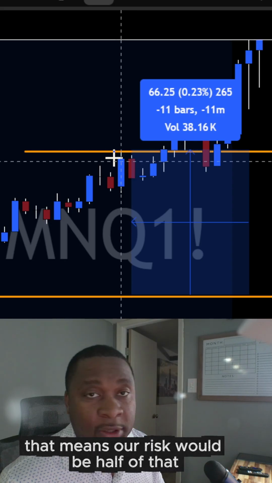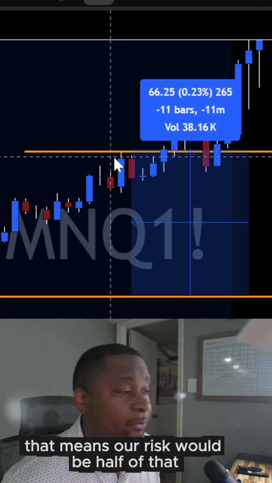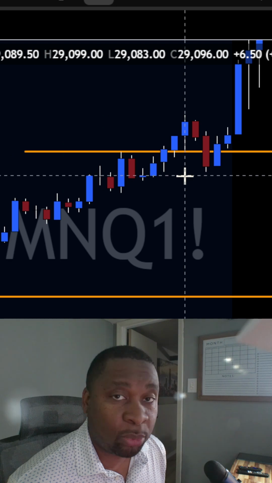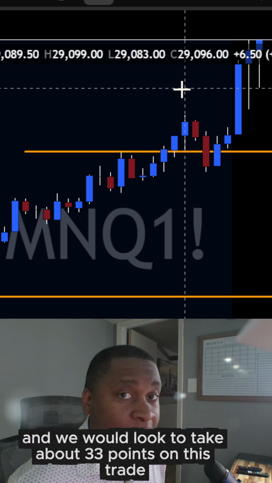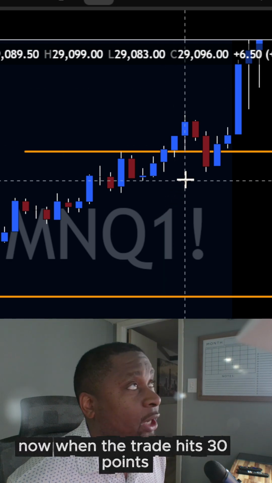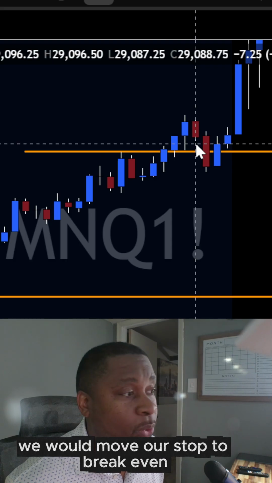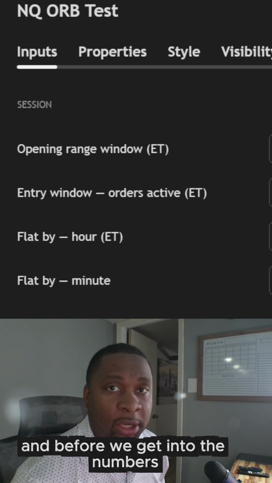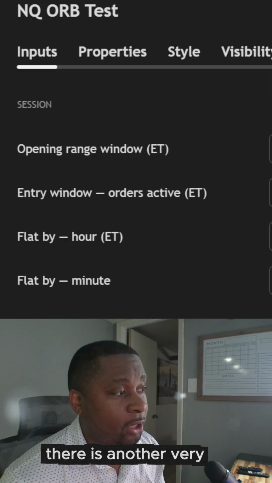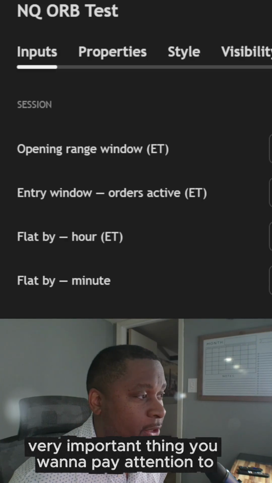66.22 points. That means our risk will be half of that. Risk 10 points, and we would look to take about 33 points on this trade. Now, when the trade hits 30 points, we would move our stop to break even. And before we get into the numbers, there is another very, very important thing you want to pay attention to.